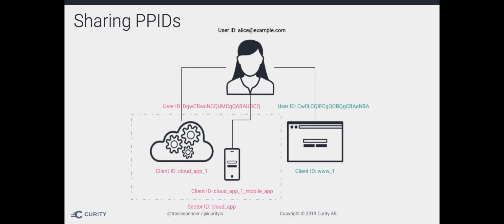And you can, during dynamic client registration, say which sector you want to join, and then there's a process for verifying that. And for static clients, you just have to configure each of them to have the same sector, and then they'll get the same unguessable PPID.